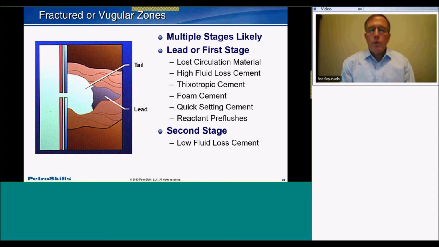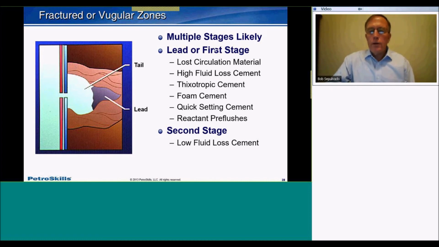And by creativity, we may look at a multiple stage system where we have a tail and a lead slurry system. The lead system can be composed of some type of fluid that has lost circulation material in it: high fluid loss cement, thixotropic cement, foam cement, quick setting cement, or reactive pre-flushes. The reactive pre-flushes can be something that reacts with the formation brine, the drilling fluid that may be in the wellbore, or even reacts with the tail cement as it comes in.